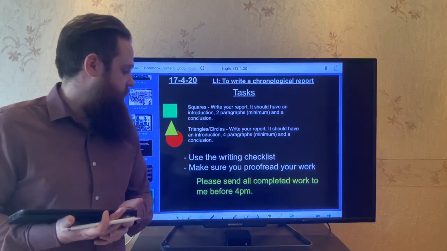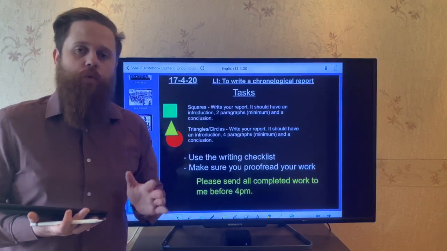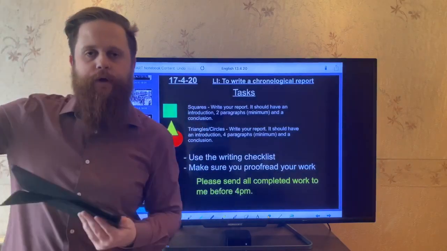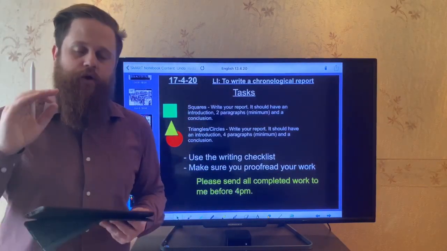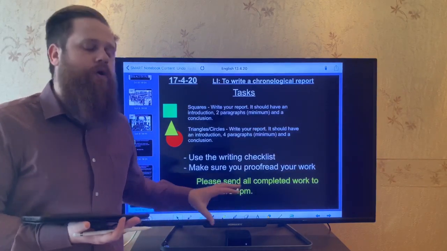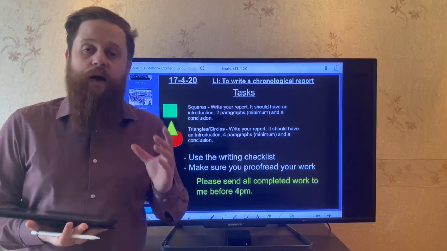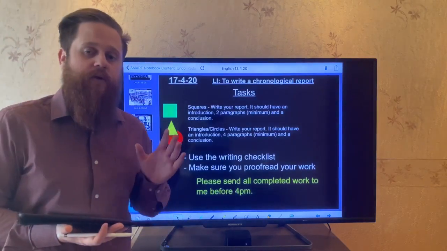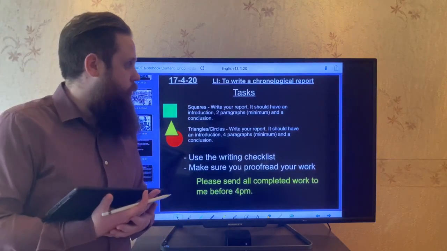Again, use a writing checklist, and make sure you proofread your work. So when you've finished it, don't go, yep, I'm done. Read it again. Check your spelling, check your grammar. Can you improve it? Please send all completed work to me by 4 p.m. I will mark it tonight and over the weekend, and I'll get you some feedback ready for Monday morning.